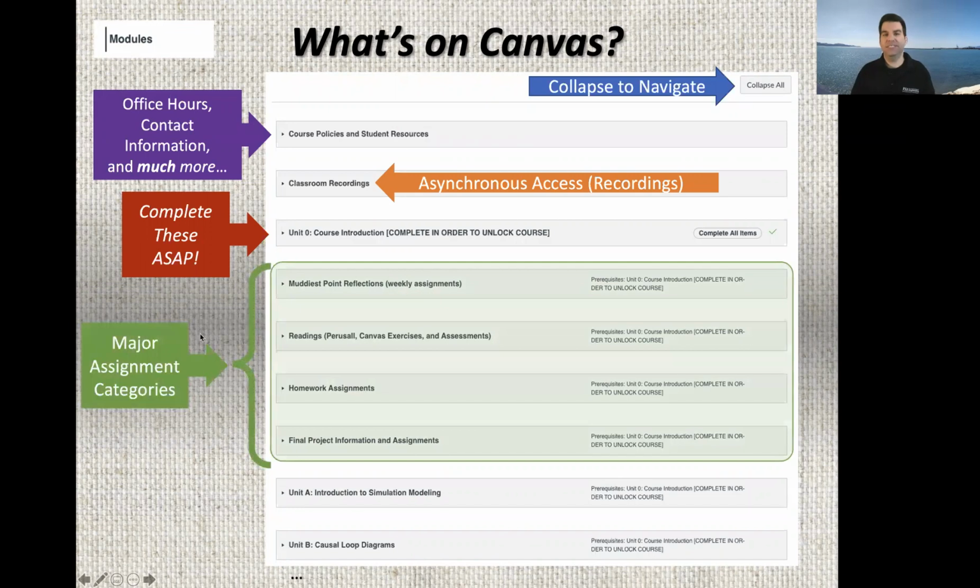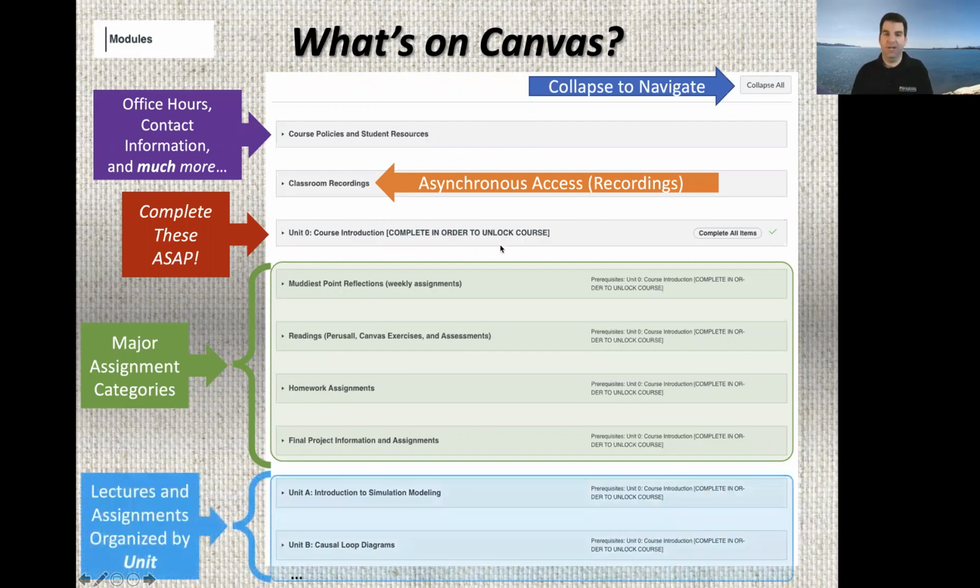All right, then the major assignment categories. I'll go over the course structure in a second, but if you need to find an assignment by its name, like, oh, I need to know where the homeworks are, they're all stored up here at the top. So you can easily find all the homework assignments in the homework module, all the readings in the reading module, all these Muddiest Points I'll talk about in the Muddiest Point module, etc. These are all up here.